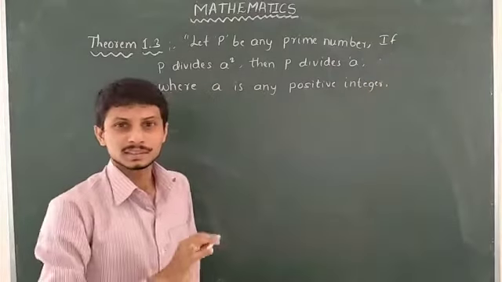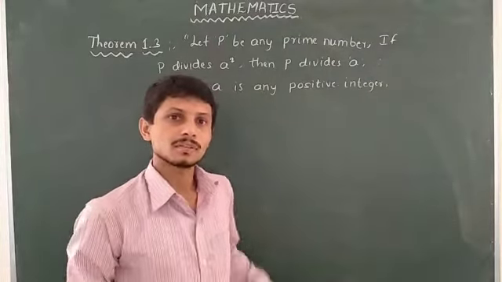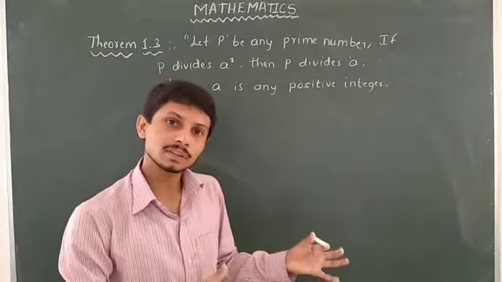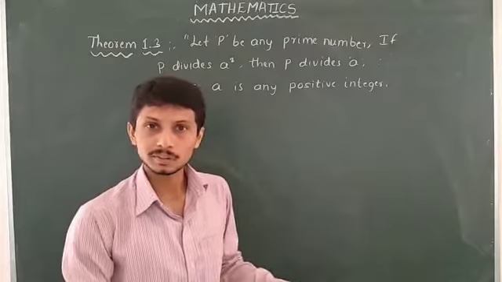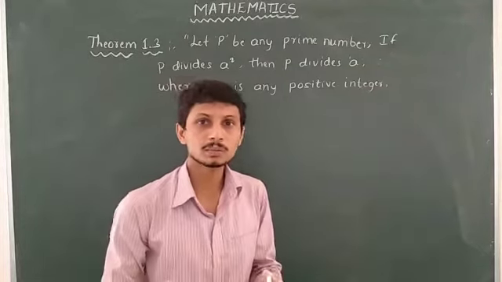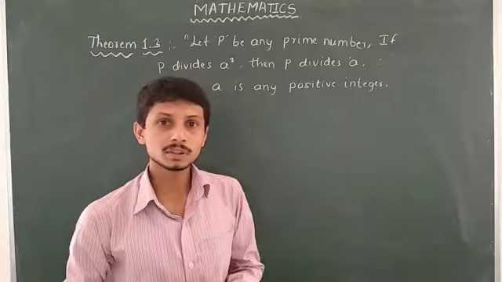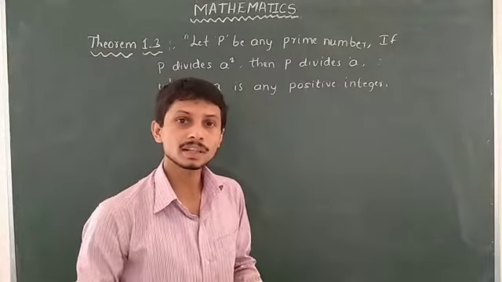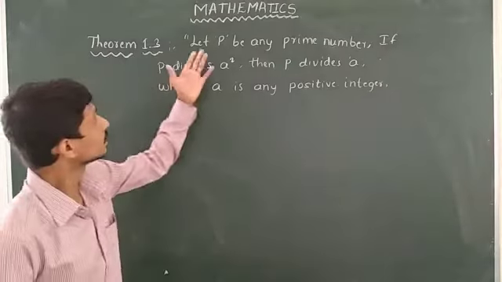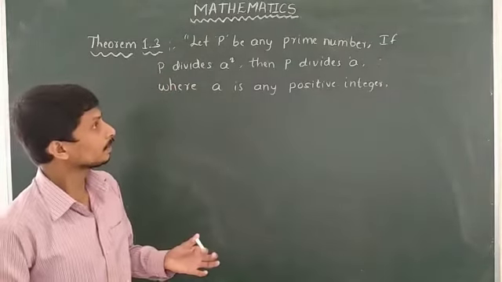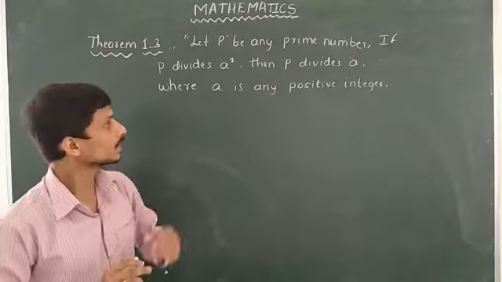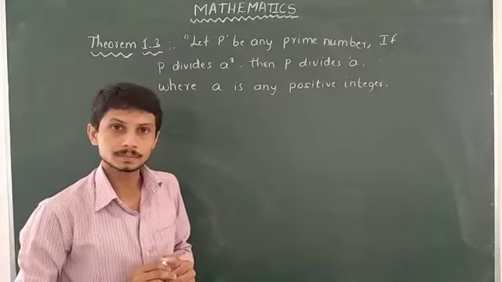So in this topic we are just taking positive integers. Euclid's division lemma is also taking positive integers, and the fundamental theorem of arithmetic also. Here we keep on taking positive integers. So the statement tells us that let P be any prime number, if P divides A square, then P divides A, where A is any positive integer.